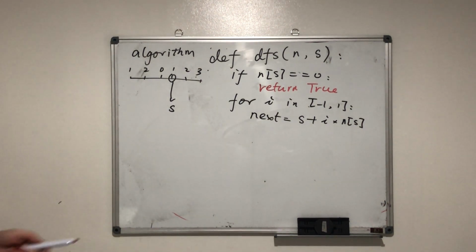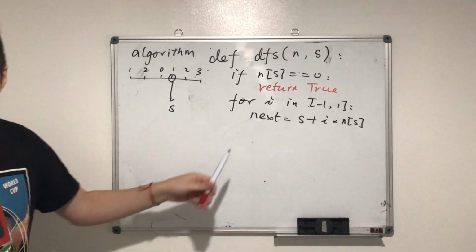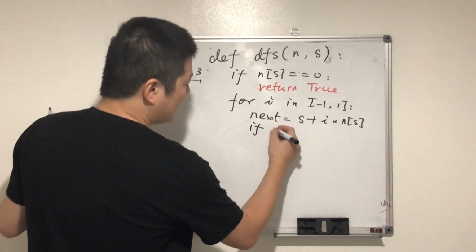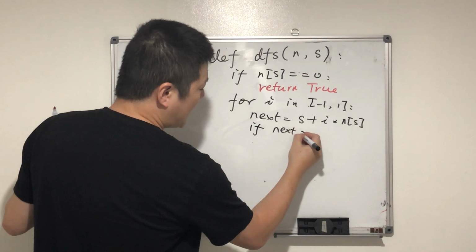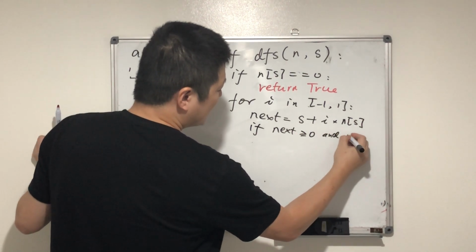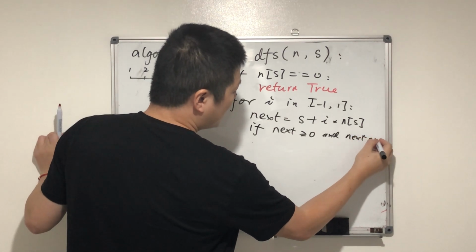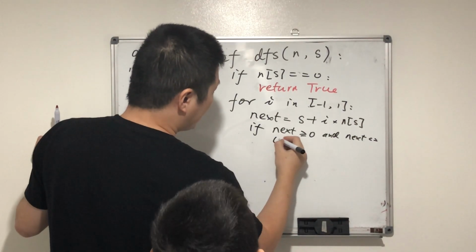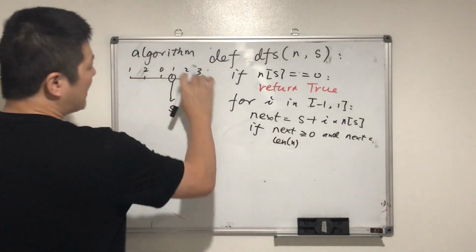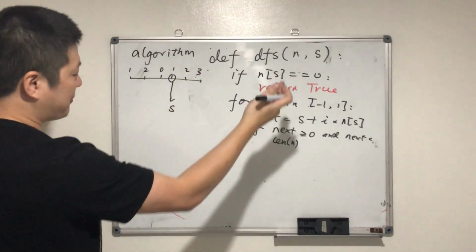Now we need to check if this position is within the boundary. If next is bigger or equal than 0 and next is smaller than length n. You can't jump out of the boundary.